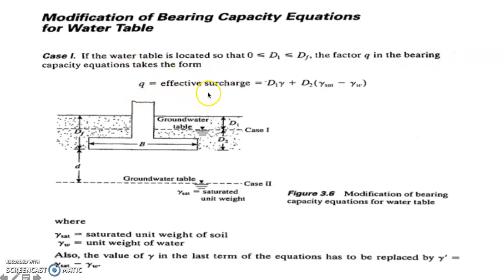So this is our q, which is referred to as the effective surcharge. You have this equation, and of course we have here identified the definition for each of the parameters used. Also, the value of gamma in the last term of the equation has to be replaced by gamma prime, which is equal to the saturated unit weight minus the unit weight of water.